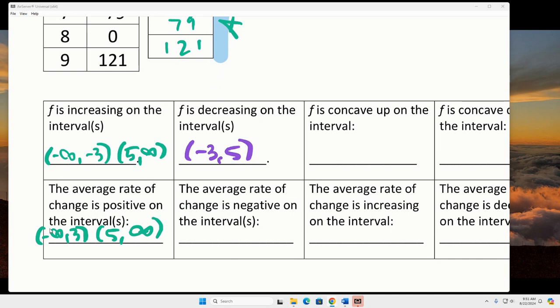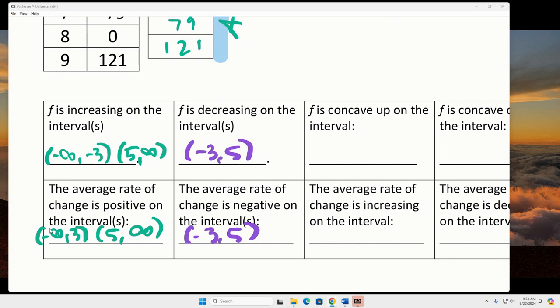All right, somebody had the average rate of change is negative. Good. Those are always going to be the same because that's what makes the average rate of change negative, is that the function is decreasing. So some people are having a hard time thinking positive, negative, increasing, decreasing. So I'm trying to get that all in your head.